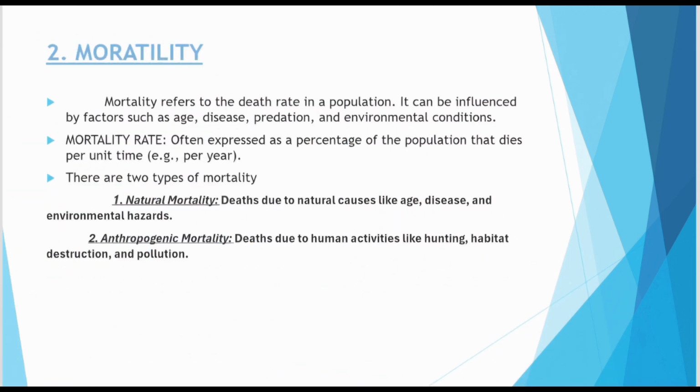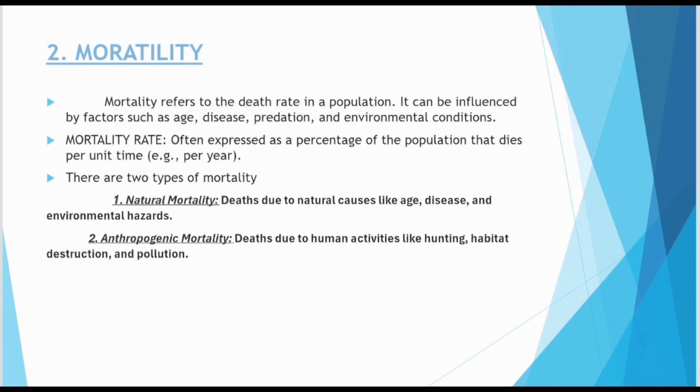Okay. Next, we will go to the second population feature, that is mortality. Mortality refers to the death rate in a population. It can also be influenced by many factors such as age, disease, predation and environmental conditions. And we can measure the mortality of a given population by calculating the mortality rate. So, how can we calculate this mortality rate? Mortality rate is the percentage of the population that dies per unit time.